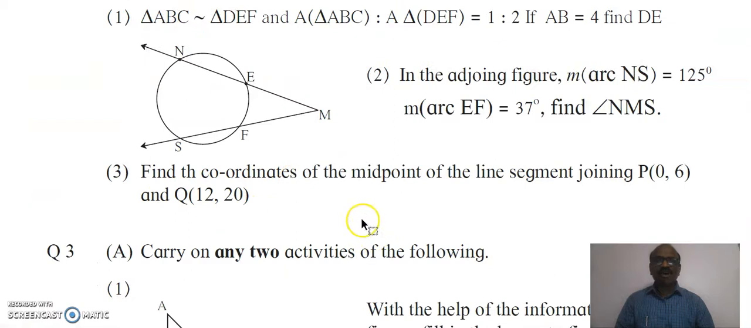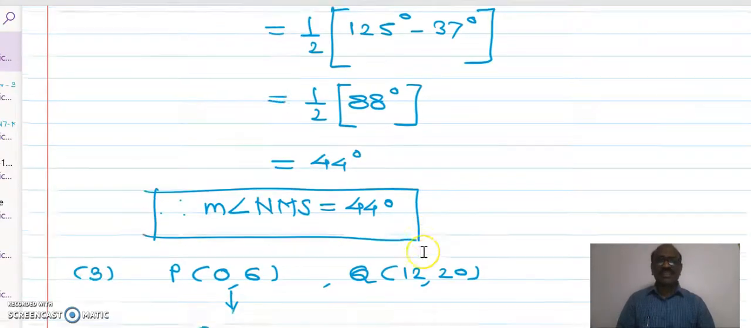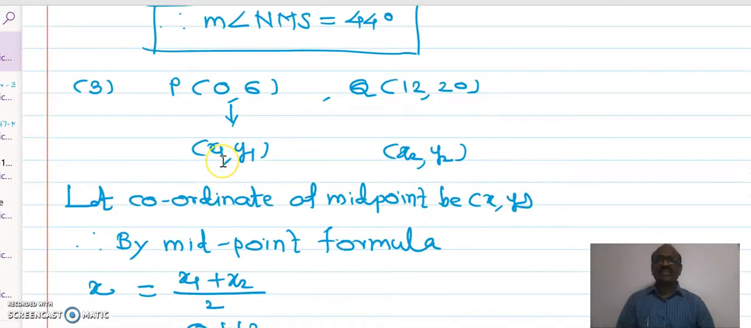Find the coordinates of the midpoint of the line segment joining P(0, 6) and Q(12, 20). To find the midpoint, these are the points x1, y1 and x2, y2. Then the midpoint is x equals x1 plus x2 upon 2, and y equals y1 plus y2 upon 2. We can find the midpoint by using the midpoint formula. P has coordinates x1, y1 and Q has x2, y2. Let the coordinates of the midpoint be P(x, y).